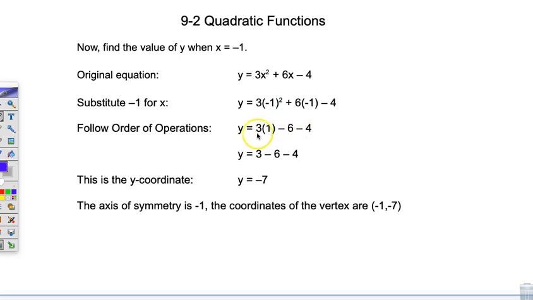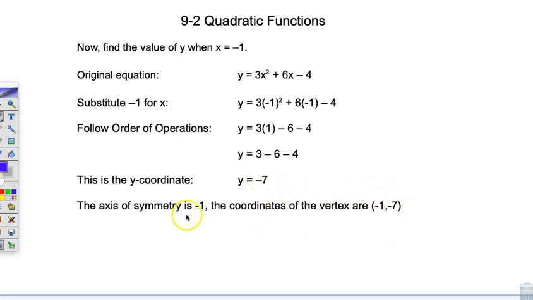And then I've left everything else here. I simplified this. 6 times negative 1 is negative 6. Then when we only have addition and subtraction left, we just move from left to right. 3 subtract 6 is negative 3. Negative 3 minus 4 is negative 7. And that is our y-coordinate.